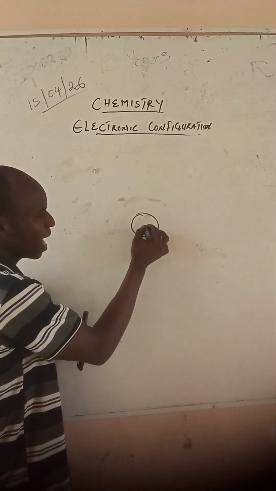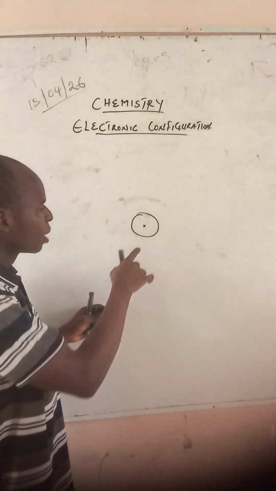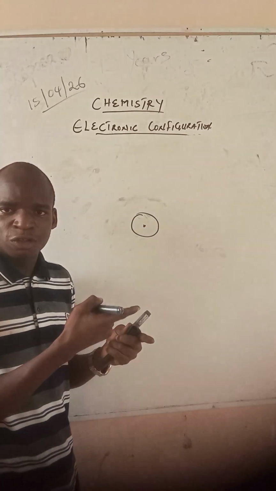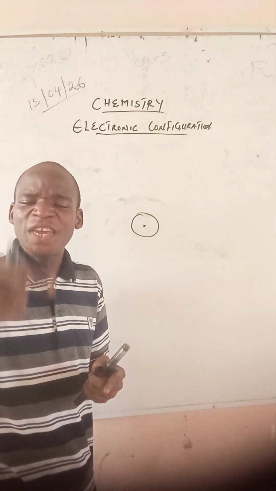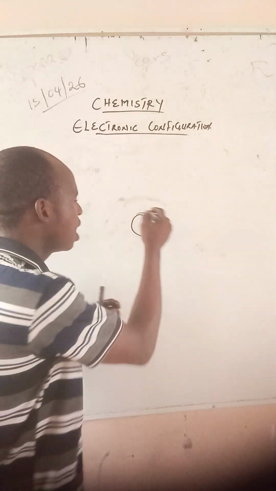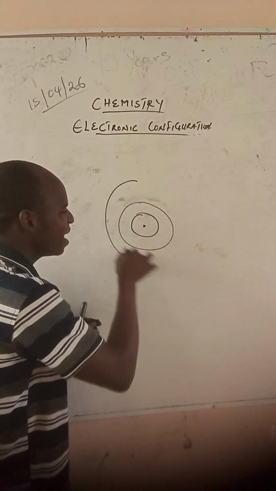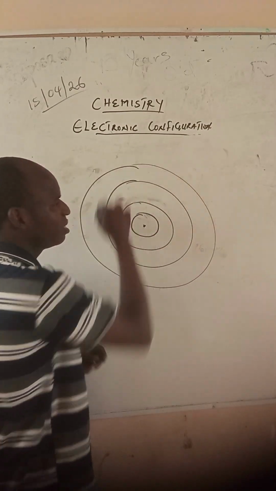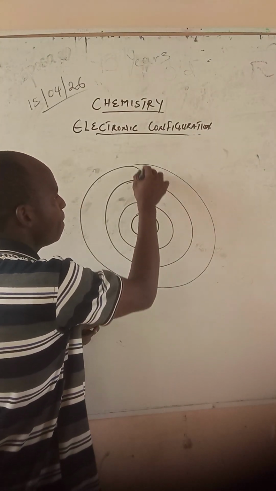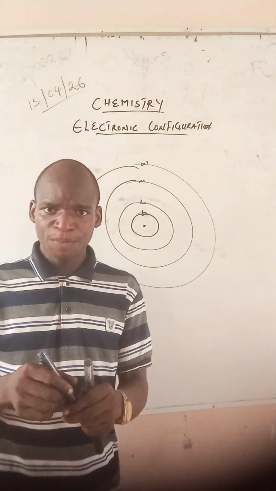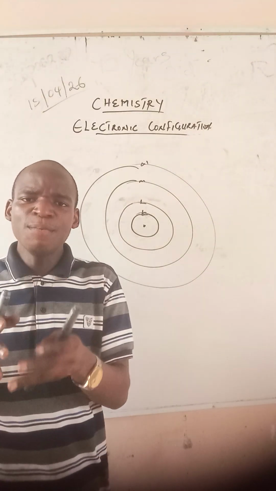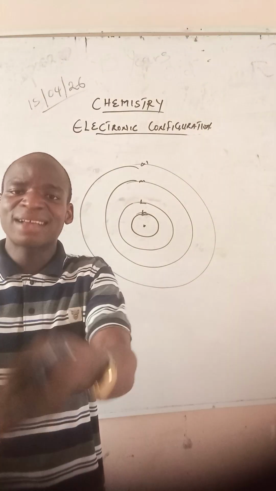Every atom has a nucleus, and around this nucleus, electrons are arranged in specific energy levels. These energy levels are called shells, and these shells are labeled K, L, M, N, O, etc., depending on the atom. Are you following? So K, L, M, N, O, etc. Are you with me?